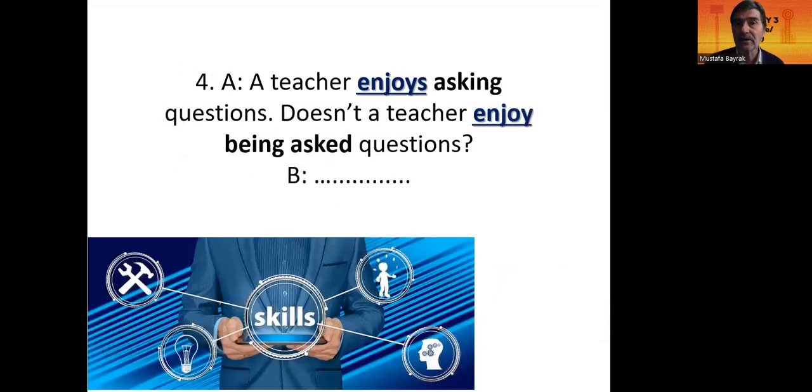Now, what about gerunds, for example? When it comes to gerunds, we immediately remember enjoy. As you know, there are some certain verbs like enjoy, for example, and they always take a verb plus ing after themselves. Okay. For example, a teacher enjoys asking questions. Enjoys asking, active voice. It is very normal and usual for you.